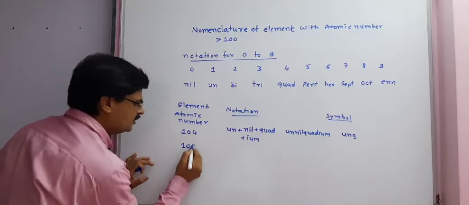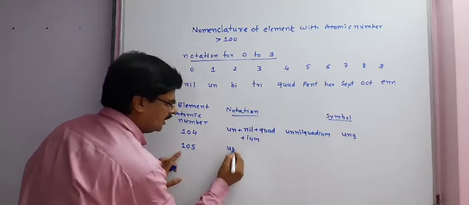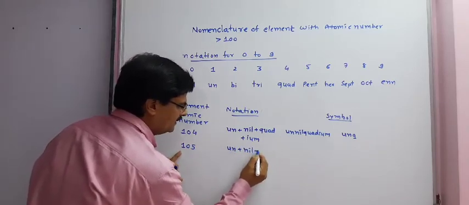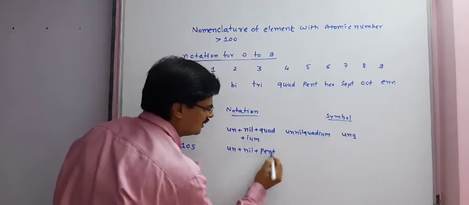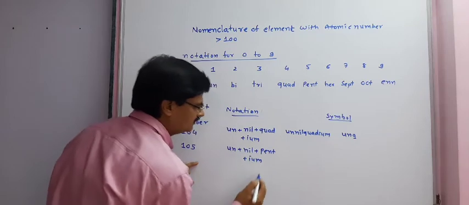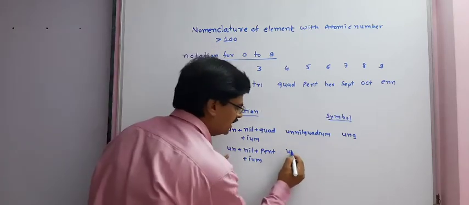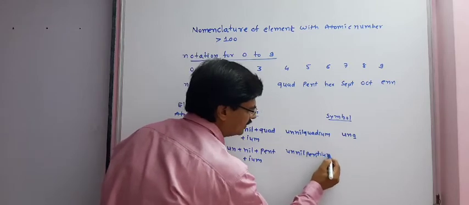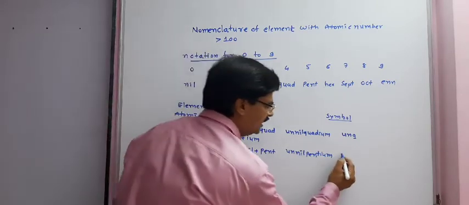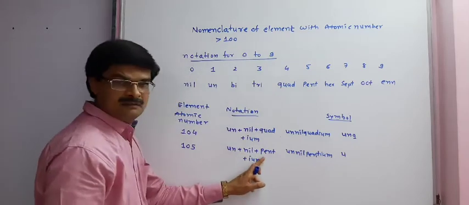Element number 105. Un plus nil plus for 5 we have pent plus ium. Therefore the name will be unnilpentium and the symbol will be U and P.